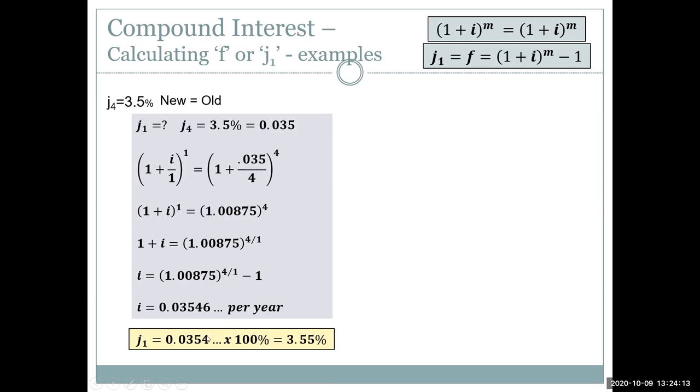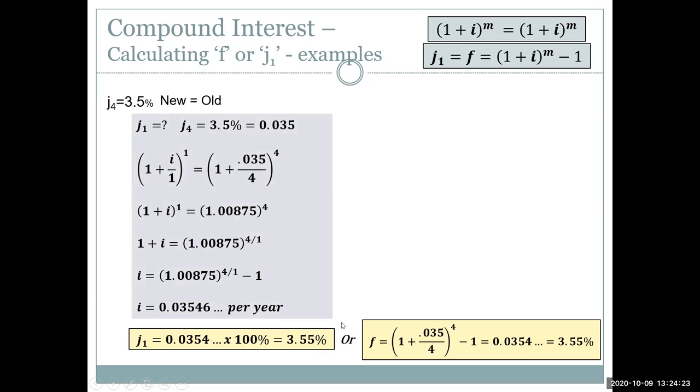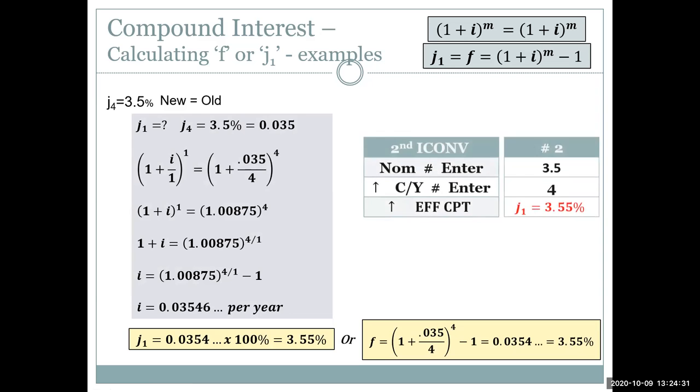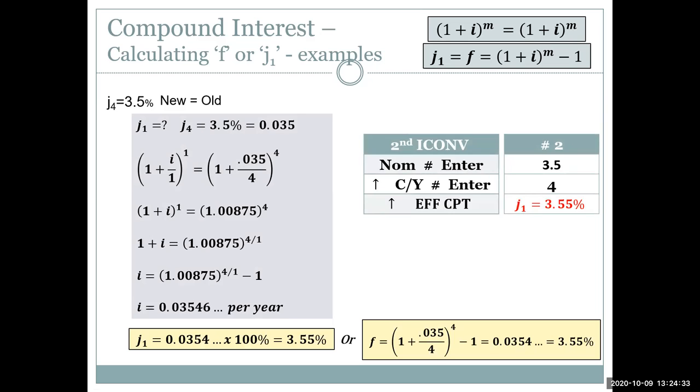Converting to a J1 then, as a percentage, we just take that decimal, multiply it by 100%, and we get 3.55%. Again, using the actual F formula, plug in all our values, and we get the exact same answers. And then last but not least, the TVM calculator.